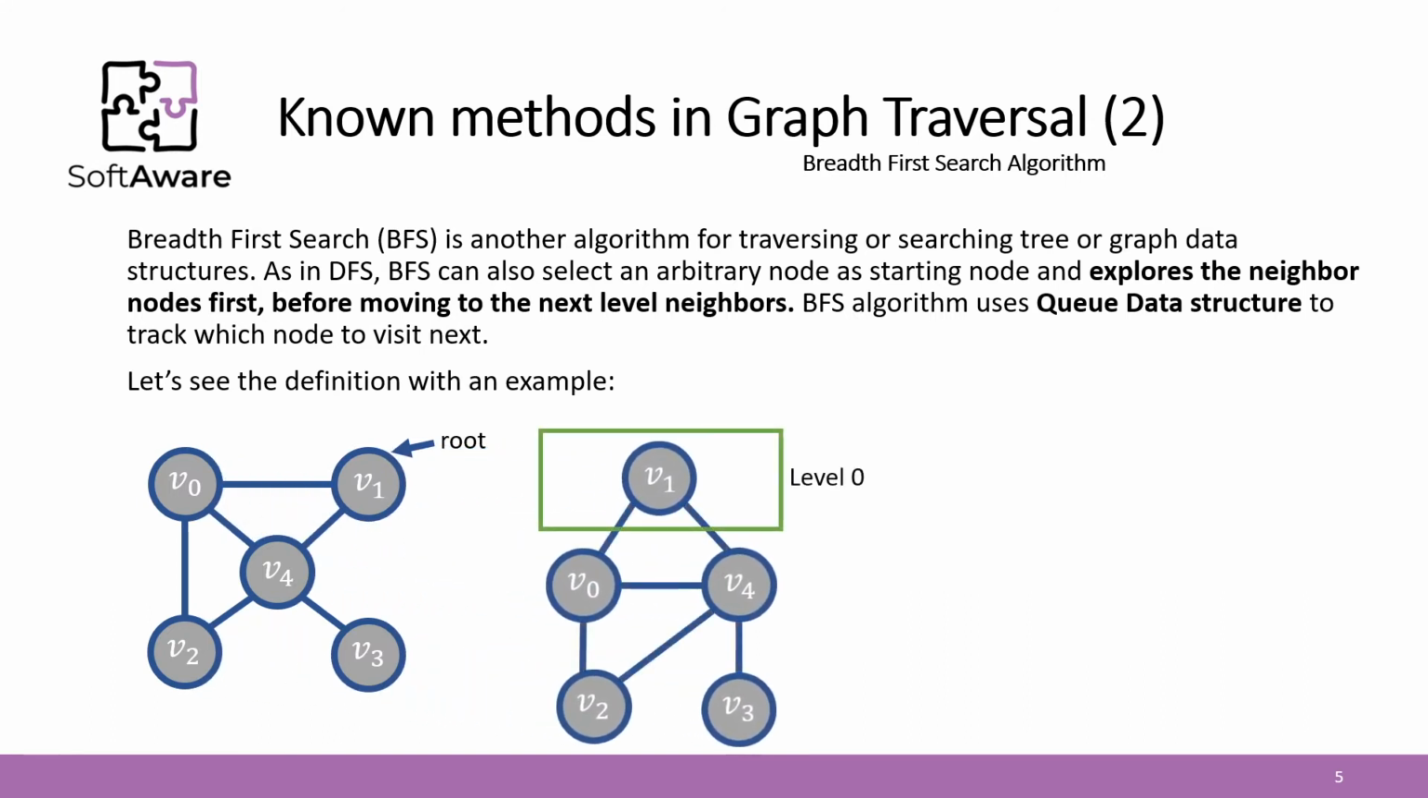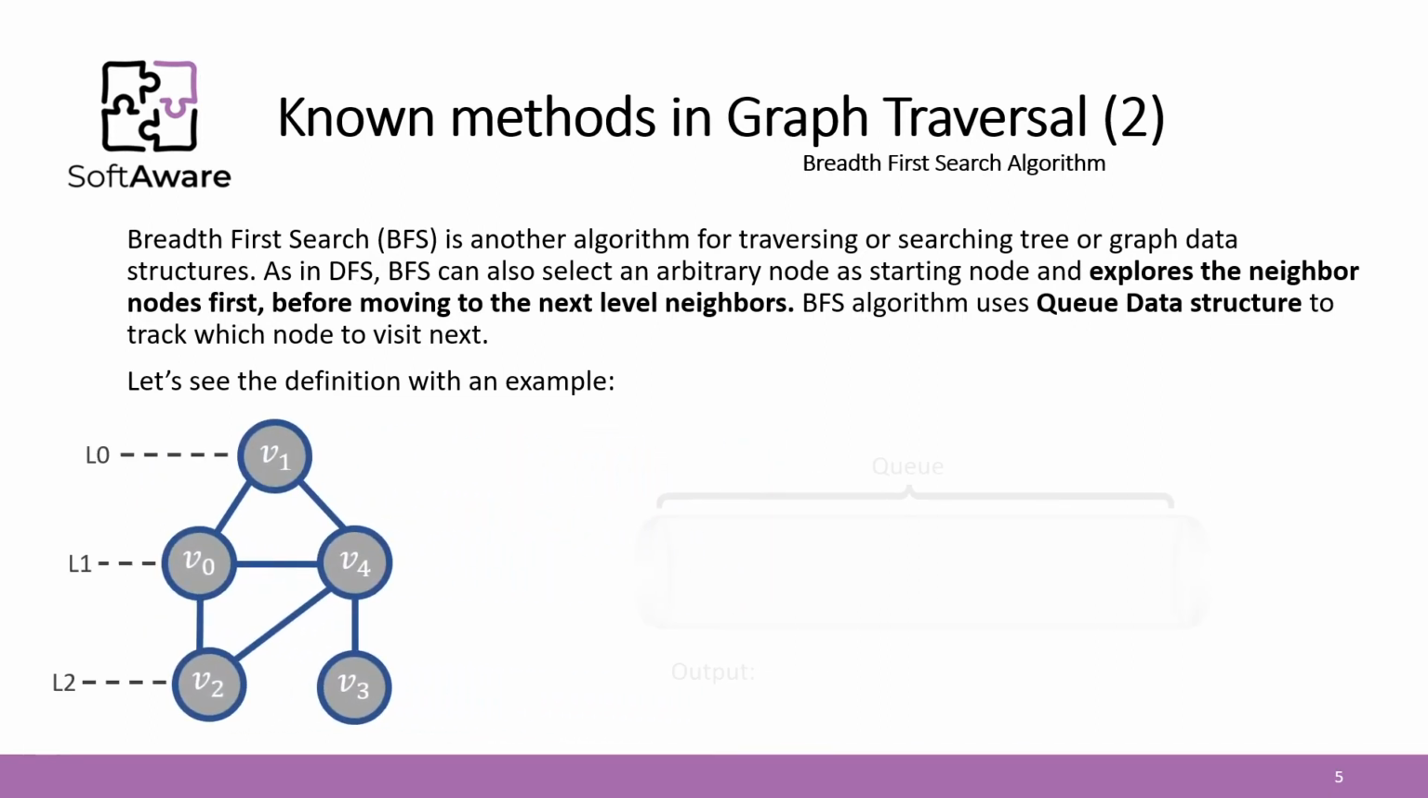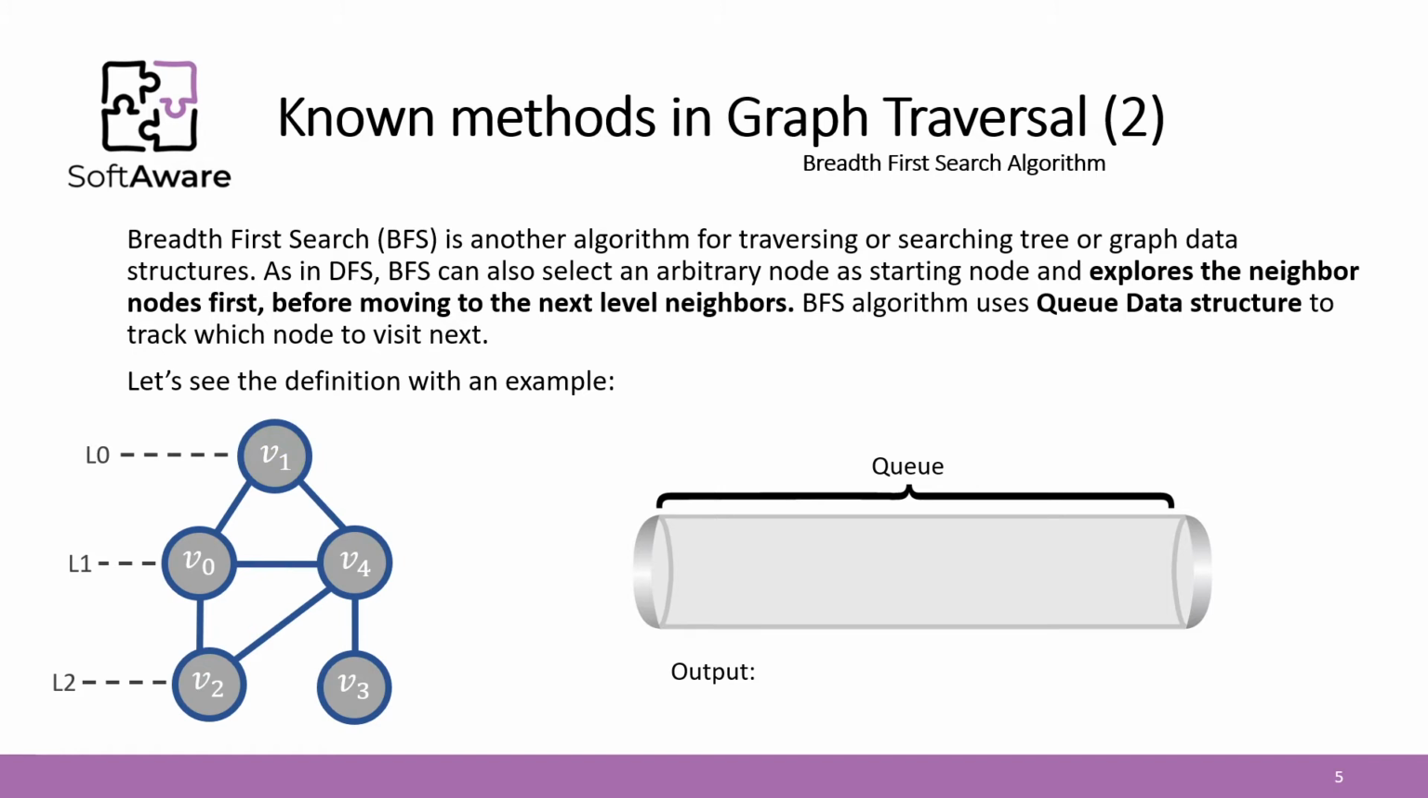We have vertex 1 at level 0, vertex 0 and vertex 4 at level 1, and vertex 2 and vertex 3 at level 2. Let's put the graph left and see how queue data structure is involved in the process of traversing through the graph. So we have starting node vertex 1, we assign it as visited, add it to the queue, and output.